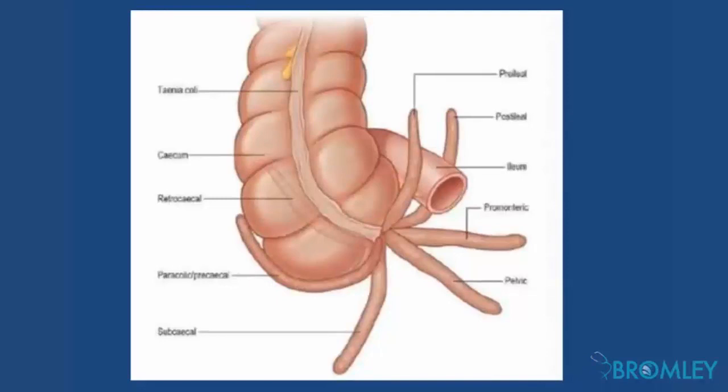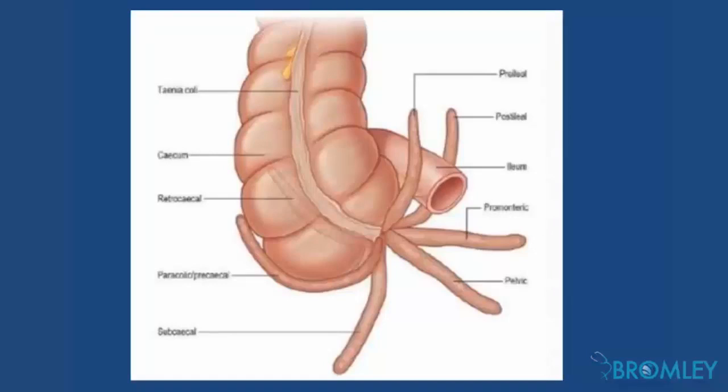It averages about 11 centimeters in length. So it's quite a long structure, and it can lie into the pelvis as a pelvic appendix. And of course, if you have a pelvic appendix and you get appendicitis, there may be pelvic symptoms. There may be diarrhea. There can be urinary symptoms because of irritation of the bladder by an inflamed appendix.